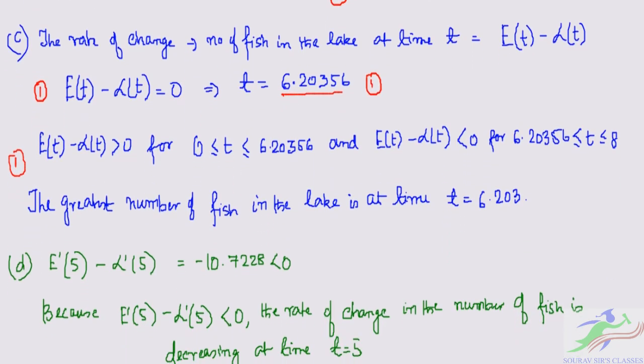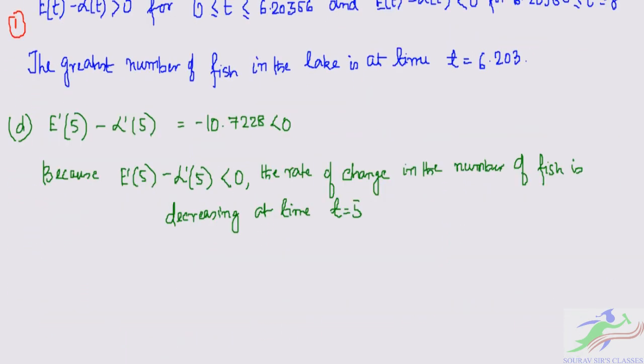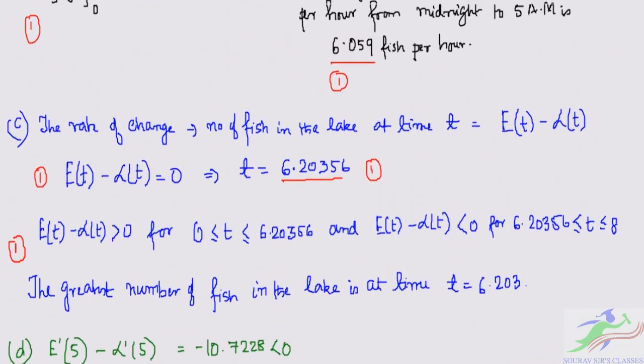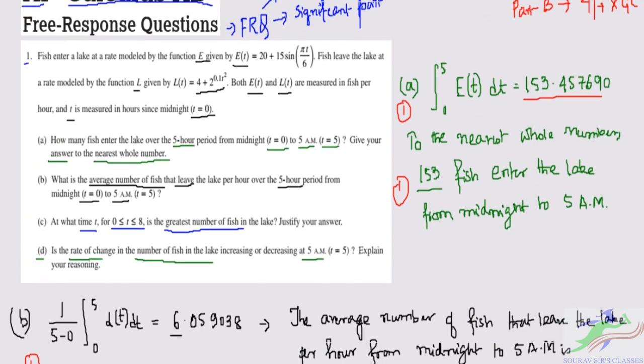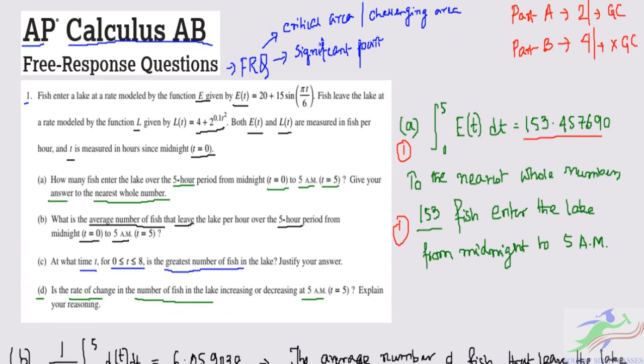And for question 1D, we have this. For this part, E prime 5 minus L prime 5, we have determined this, considering this is scoring point 1, and for the explanation point 1. So this will be the scoring points for question 1, and this will be the answer as I have prepared. Okay, so I have written all these things to make you people understand how you have to write in the exam also to get the full marks.